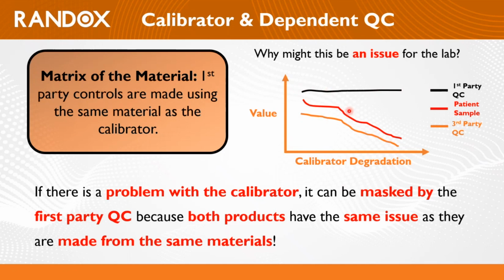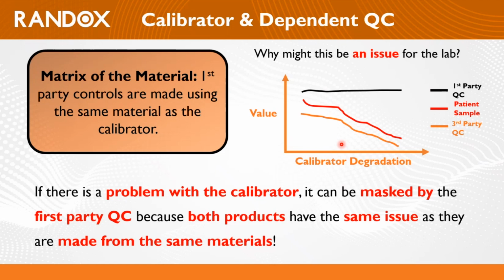However, the patient sample and the third-party QC, both of them are decreasing because there are some calibrator issues due to calibrator degradation. Now, obviously, if two things have the same problem, how will they know that they have a problem? It's like two guys sitting in a bar drinking beer till the end of life and thinking, oh yeah, we don't have a problem.